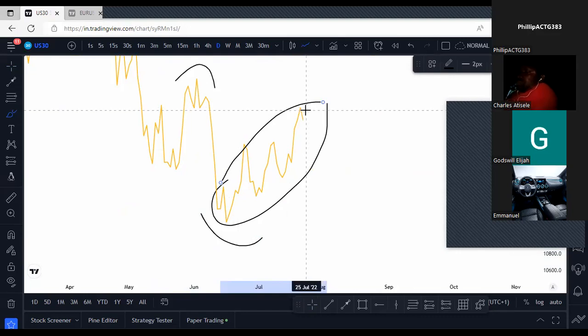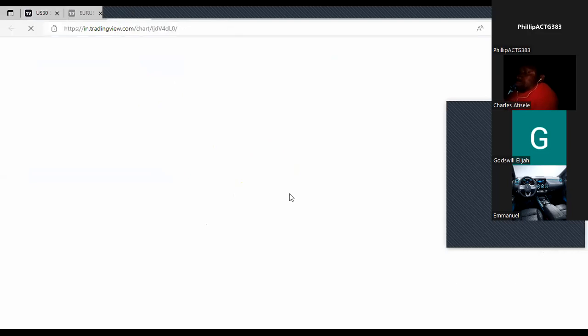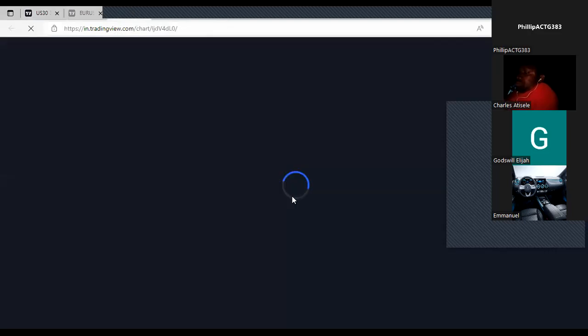At the end of the pullback. Okay, now I'm going to switch to my other window so that we can see. So at the end of this pullback, this is what happened. It's loading. Just give me 2 more minutes, please.